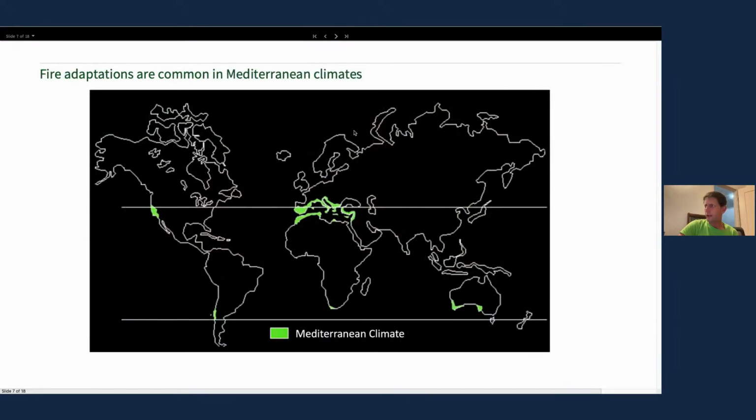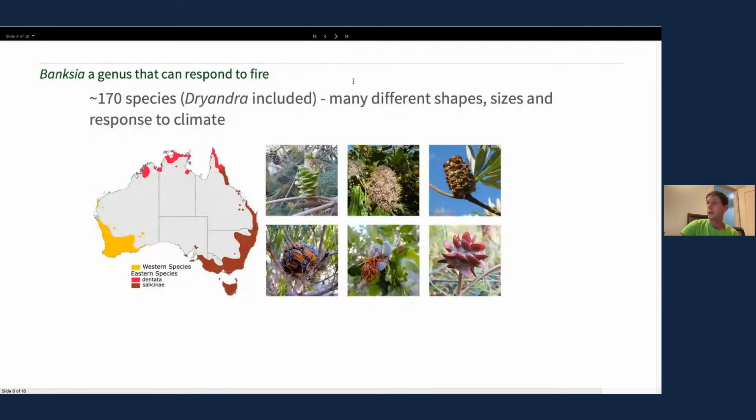These sorts of fire adaptations are not only found in Australia, but quite often in Mediterranean climates. For example, in California, you also see them in South America, South Africa, and of course the Mediterranean, highlighted here in green. Now in Australia, there's a genus of plants that specifically respond to fire, and these are called Banksia. There are about 170 species, including a special group called Dryandra, which is slightly debated.